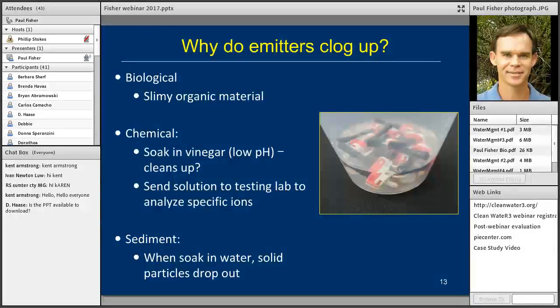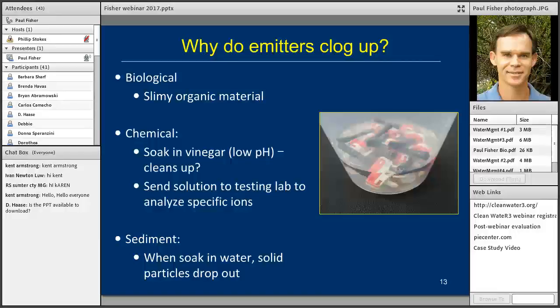So when we're looking at drip emitters or boom emitters that are clogging up, there are several possible causes. One of them is biological. And so if you look at emitters and you look at a slimy, snotty, organic material that's gunking it up, it's probably going to be a mix of bacteria and algae, a biological issue. If it's a chemical issue, it's some type of a salt or a crystal that's forming, or an oxide, then often if we put those emitters into a low pH solution, such as vinegar, and leave them overnight, then we may find that that crystalline material dissolves and cleans up.